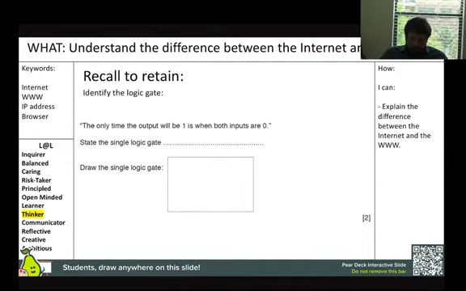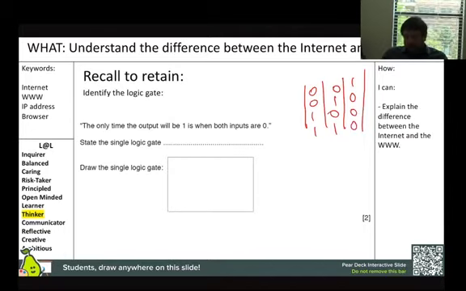The question says the only time the output will be 1 is when both inputs are 0. So we're looking for a situation, and I'll just draw the truth table, where the output from our truth table will be 1 when both inputs are 0, so it'll be 1 0 0 0. What gate does that match? Well, that's the opposite of an OR gate, so in fact it is a NOR gate.